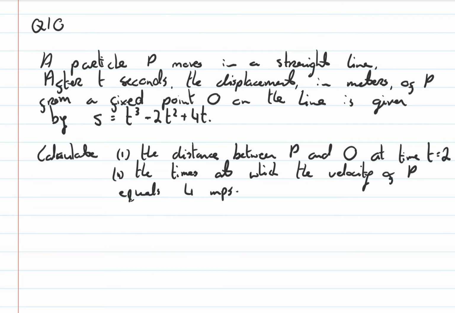Right, second last question. A particle P moves in a straight line. After t seconds, the displacement. Displacement is like the distance it was away from the start. So distance. So we can look at it as distance or height or something. Okay, so displacement, distance or height, the same thing. Anyway, after t seconds, the displacement in meters from P, a fixed point, O on the line, is given by this.